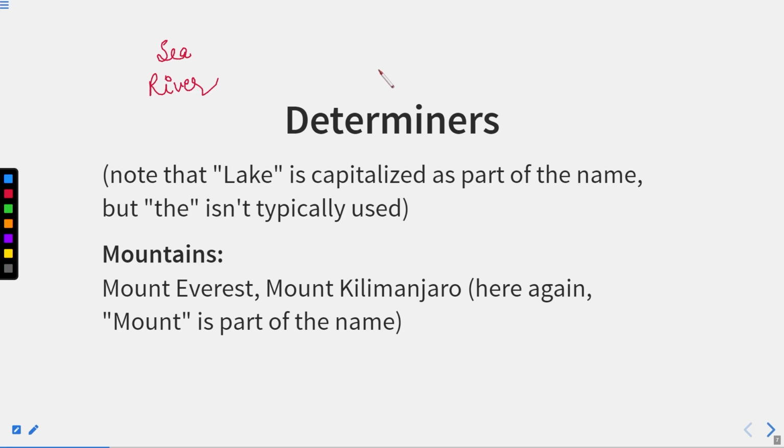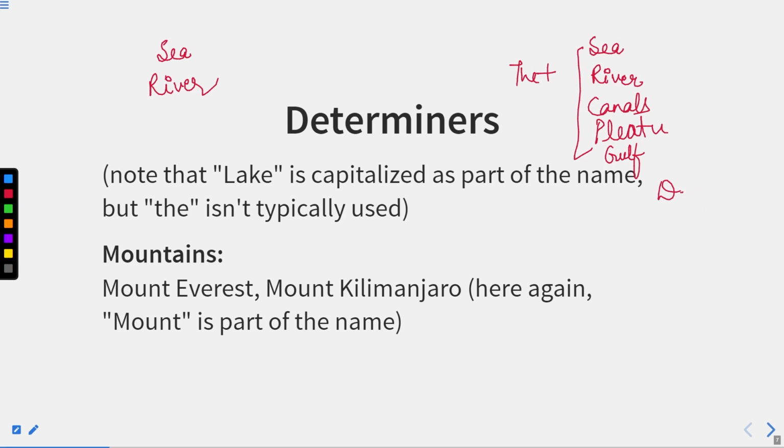the Yamuna, the Gomti. So we can use the before the names of the rivers, before the names of the canals, before the names of the bays. Now, where can we use them? Before the names of seas, rivers, canals, plateaus, or wells, the gulfs. Suppose the Gulf of Kutch, before that we can use the. Also deserts, for example, the Thar Desert, the Sahara Desert. So we can use the before these words.